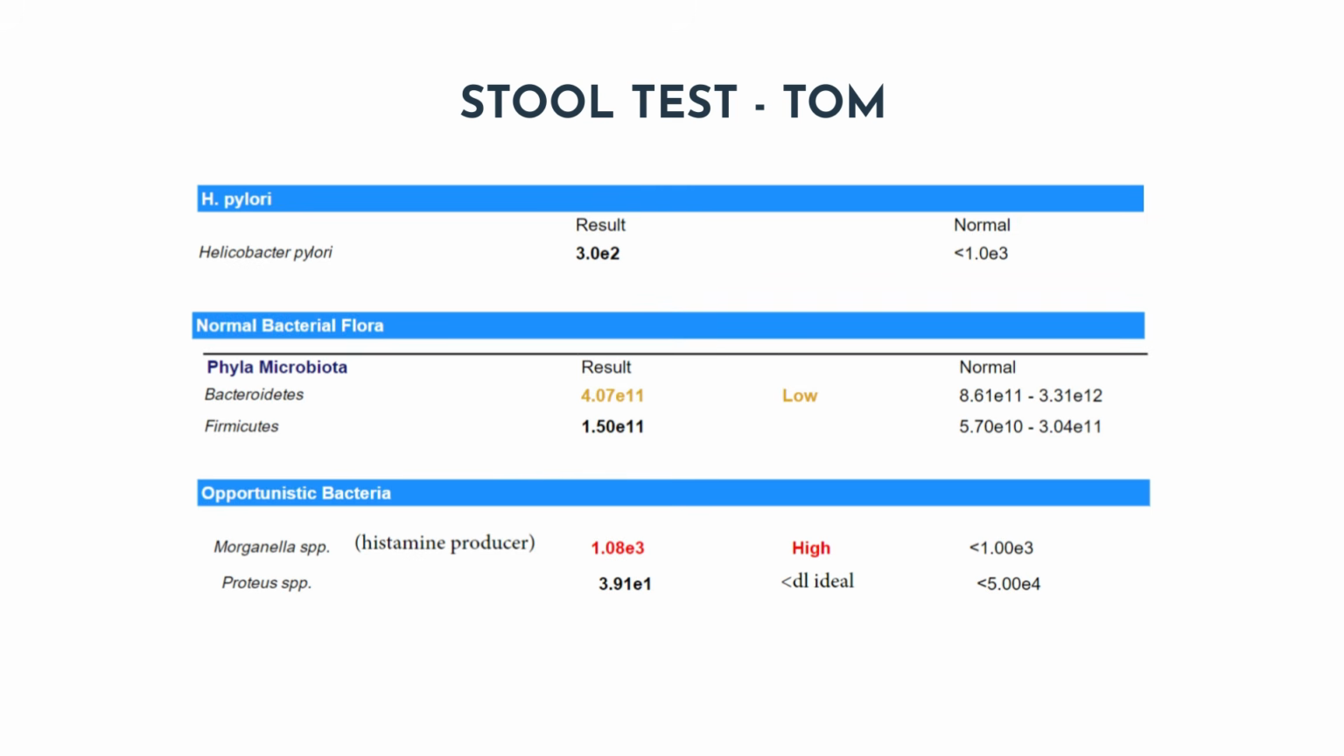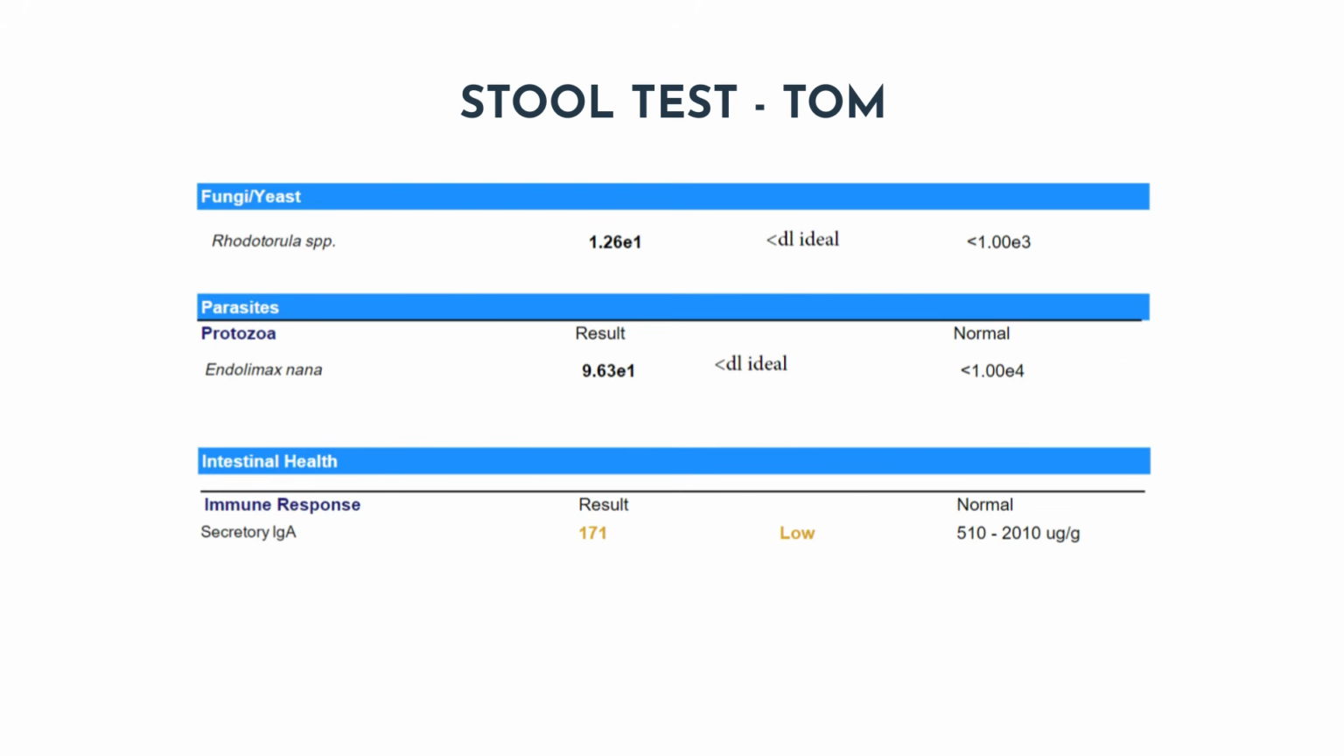In terms of his opportunistic bacteria, he had a high level of Morganella, which is a high histamine producer, and some Proteus, which, even though it's a low level, Proteus is pretty inflammatory. He showed up with a little yeast, Rhodotorula, and he has protozoa. So he has Endolimax nana parasites. And I treat all protozoa as well. Remember, it triggers that Th1 pathway. And his secretory IgA is very low. And for me, this is indicative of a leaky gut.